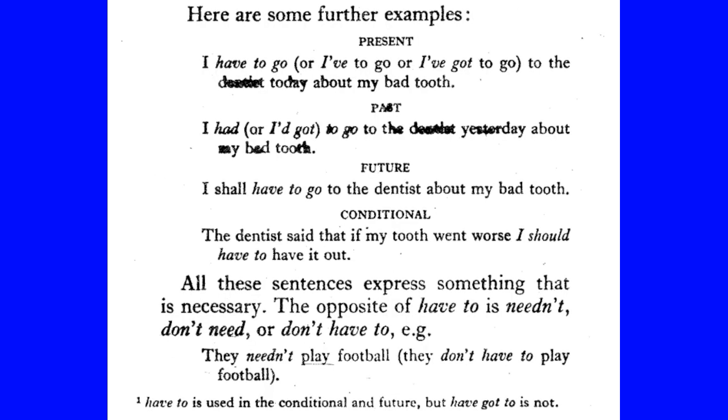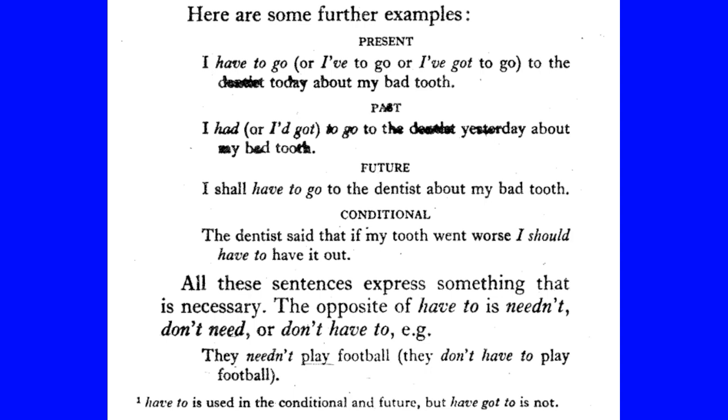Here are some further examples. Present: I have to go, or I've to go, or I've got to go, to the dentist today about my bad tooth. Past: I had, or I'd got, to go to the dentist yesterday about my bad tooth. Future: I shall have to go to the dentist about my bad tooth. Conditional: the dentist said that if my tooth went worse I should have to have it out. All these sentences express something that is necessary. The opposite of have to is needn't.